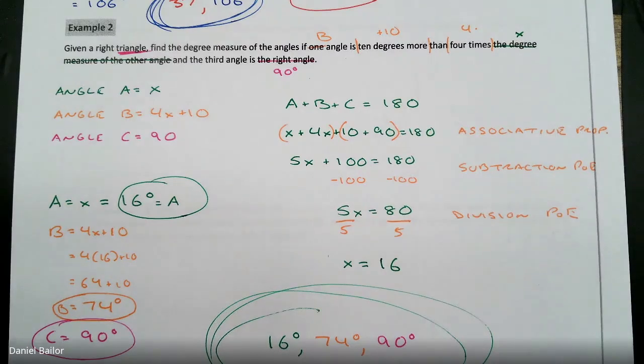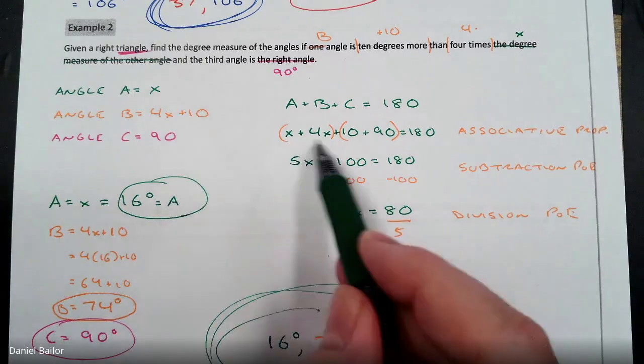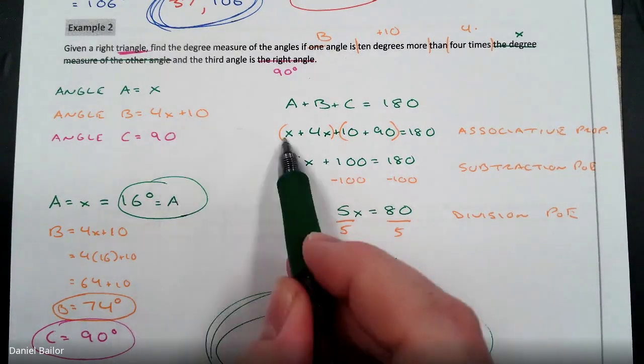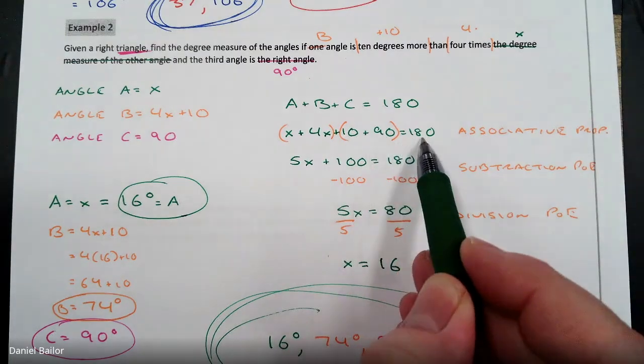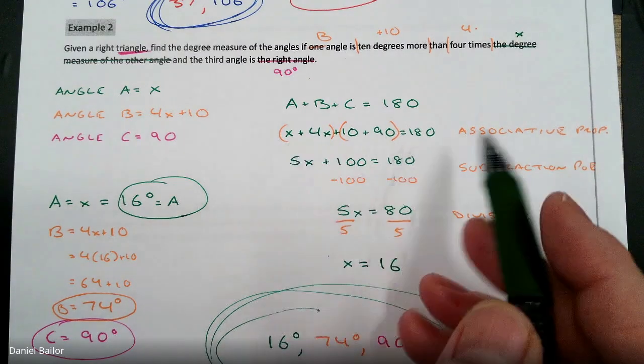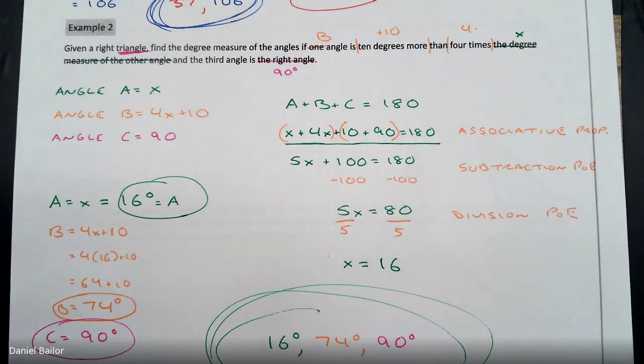So I take all my pieces right here. I do the x and the 4x plus 10 for B. I do A, B, and C equal 180. That's the equation I'm solving right here. X plus 4x plus 10 plus 90 equals 180. That's my equation.